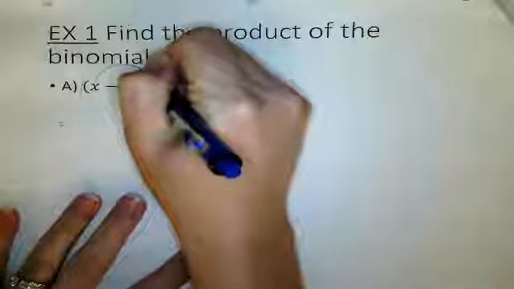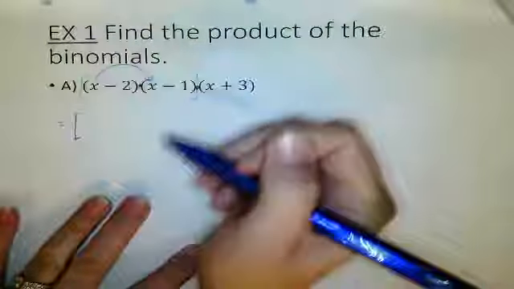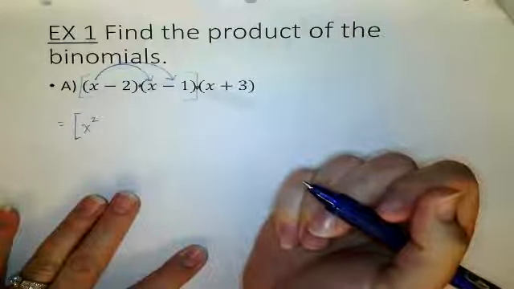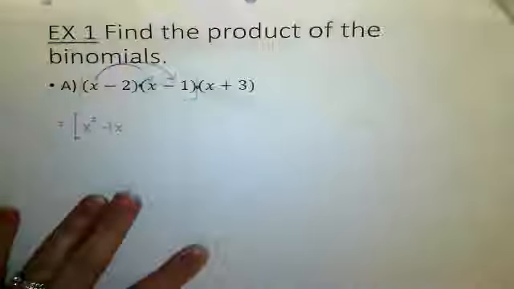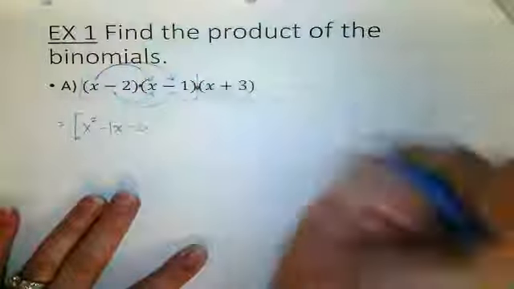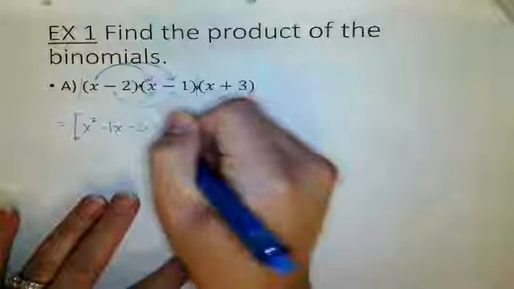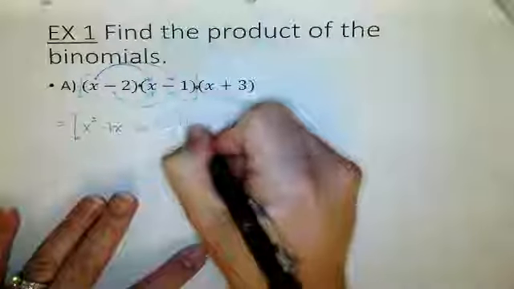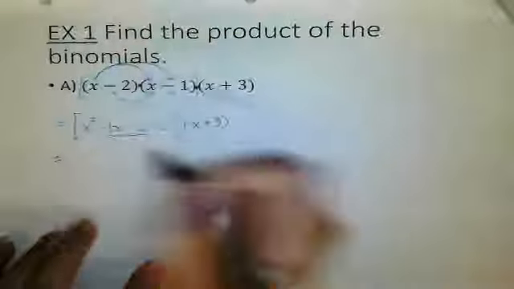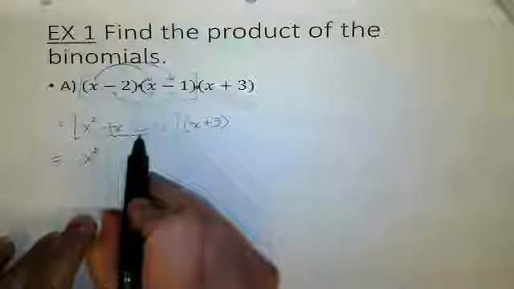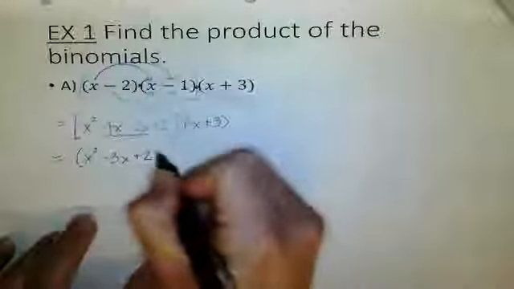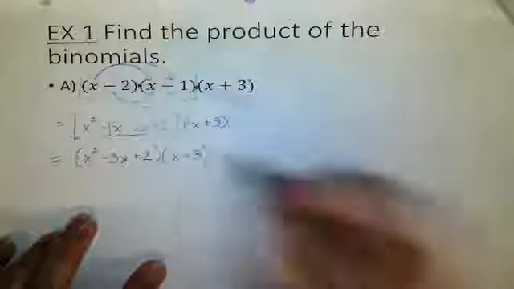So we have x times x gives us x squared. We have x times negative 1, which gives us negative 1x. Very good. We have negative 2 times x, which is negative 2x. And we have negative 2 times negative 1, which is positive 2. Okay. And so we still have this other binomial. We're going to deal with him in just a little bit. I want to combine some like terms here first. And so I have x squared. What's a negative 1x and a negative 2x? Negative 3x plus 2. So now we have this trinomial that we need to multiply times the x plus 3.